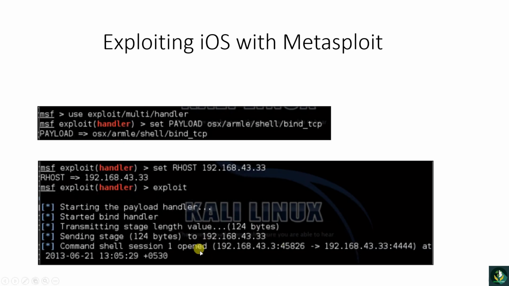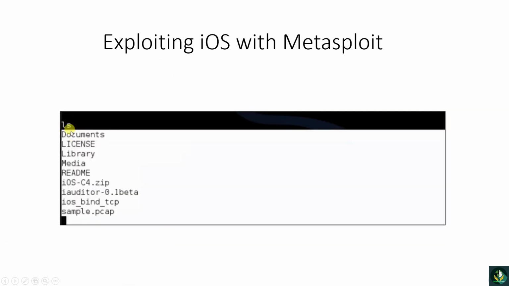So what can we do? We'll list the contents of the device with a simple ls command. As you can see, we have authority over this device and we can perform any further post exploitation as we want. For example, such techniques enable an attacker to browse through WhatsApp history, delete contacts, recent calls, deleted pictures, Skype histories, and so on. So that's how you use MSF Venom to exploit an iOS device using the Metasploit framework.